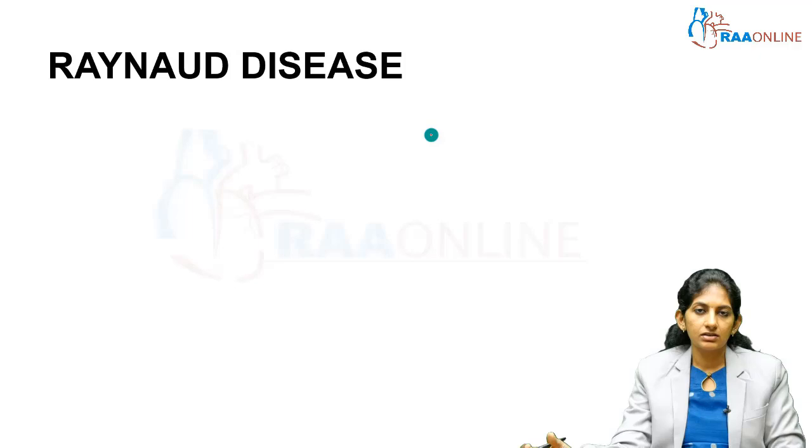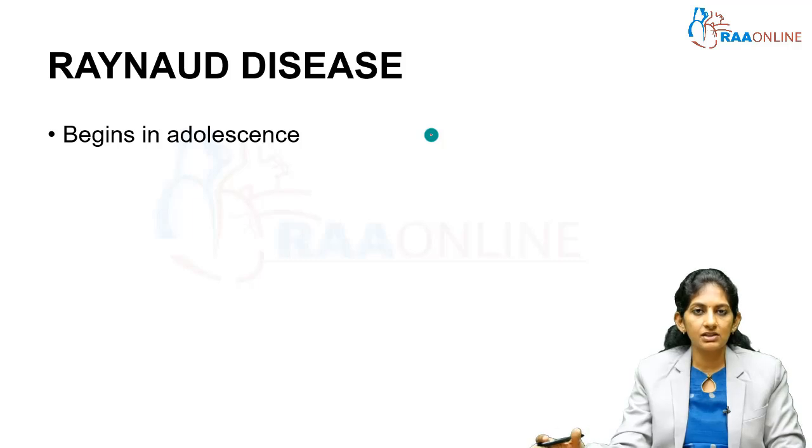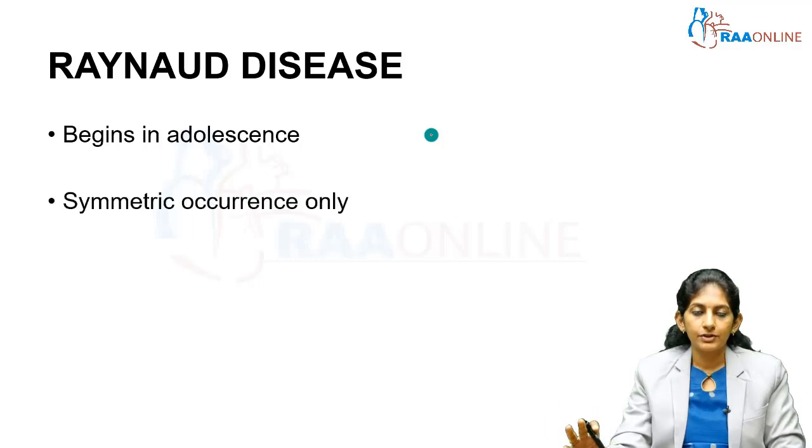There is another entity called Raynaud disease. So Raynaud disease is a disease of the adolescent age group. What happens in Raynaud disease? The typical Raynaud phenomenon appears, but there are no systemic features, just the Raynaud phenomenon.